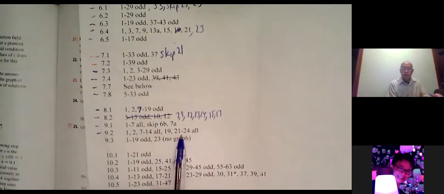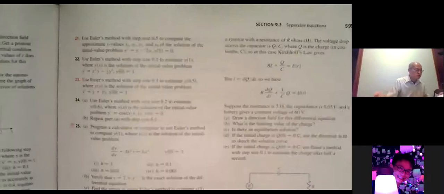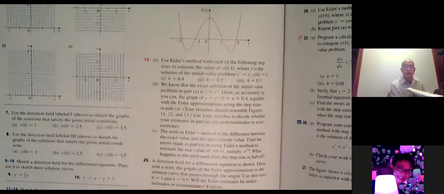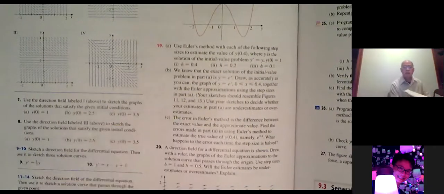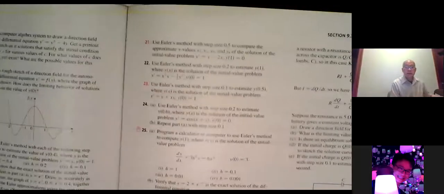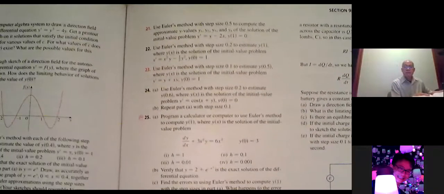Okay, so here we go. How do you do this stuff? Now the rest of the problems are 19 and 21 to 24 with Euler's method. And again, for the benefit of those of you who don't have the book and don't plan on getting it, 19 and 21 to 24 is over there. All right, so here we go.